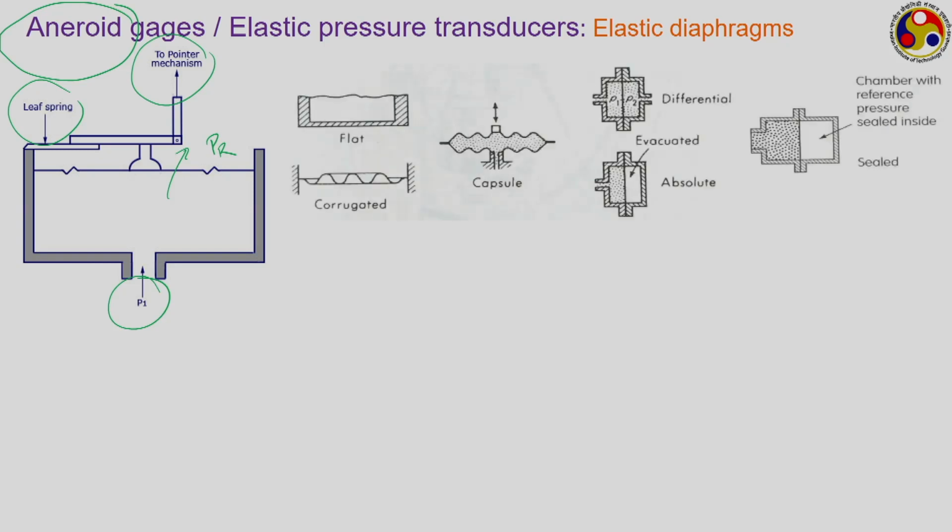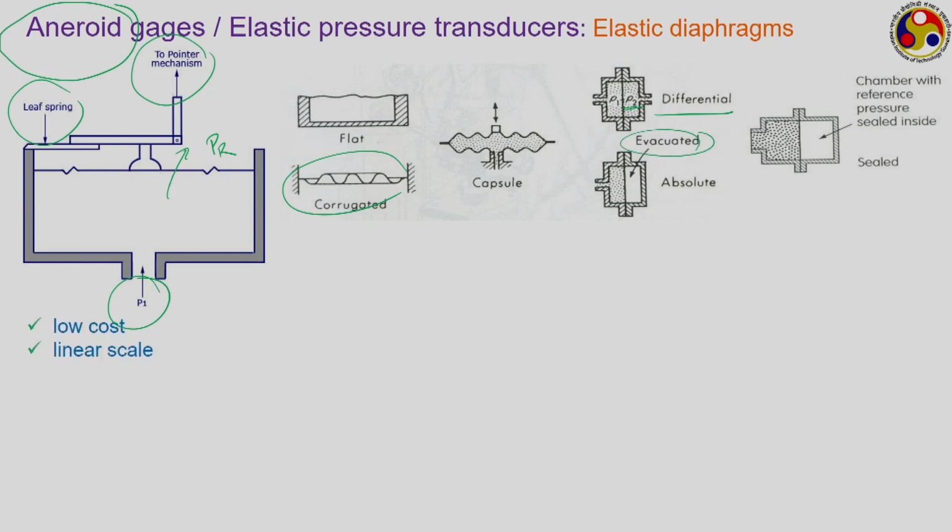There are several designs for these elastic diaphragms. The diaphragm can be flat, or it can be corrugated, like in this. We can have a capsule kind of configuration. We can get both differential and absolute pressure measurement, like here differential, where we are maintaining a reference pressure P2 on one side, whereas in case of absolute it is perfectly evacuated.